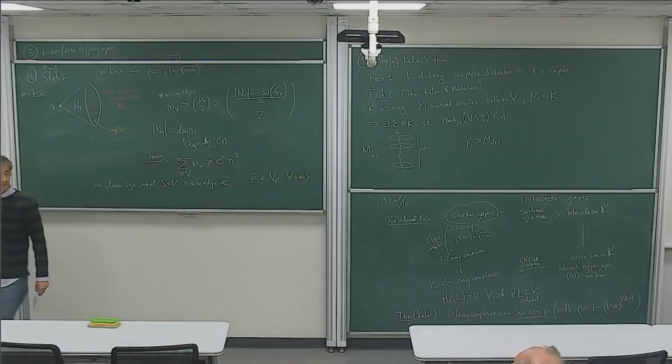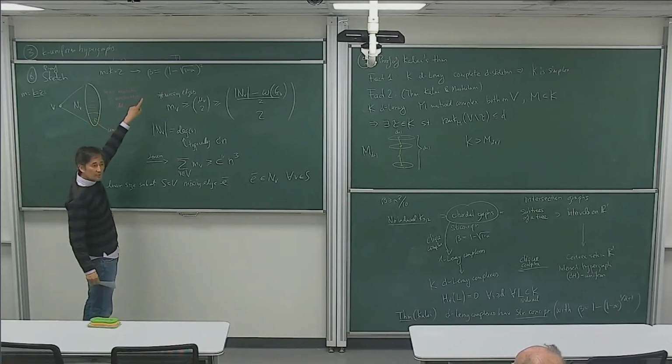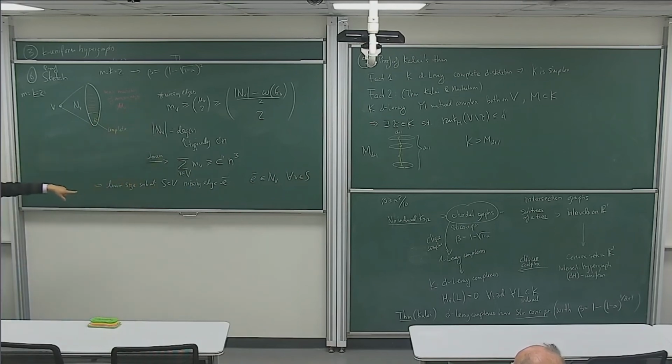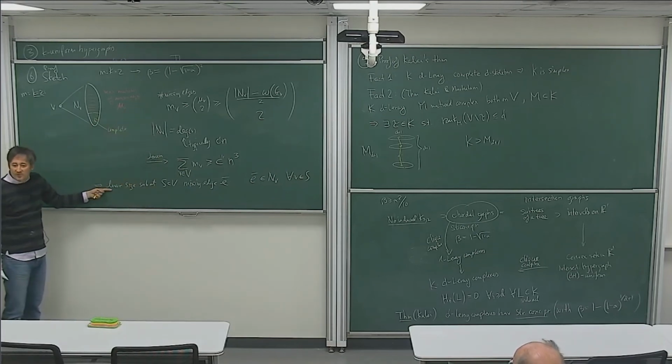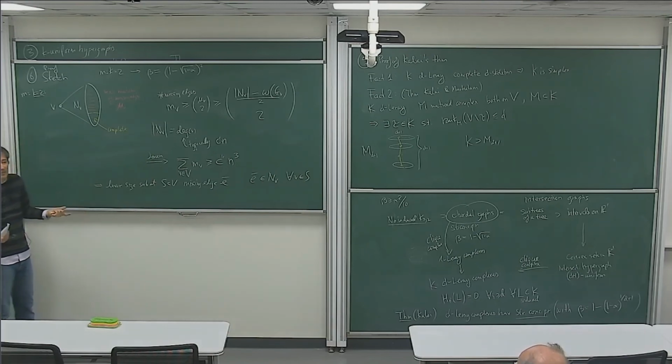Yeah? So here I don't go into detailed calculations, but you can actually get that number if you go through the calculation. Well, what does that mean? Well, if there's no induced K22, that linear size subset is a clique, right? You're done.